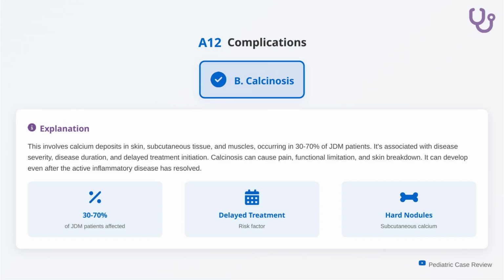Calcinosis. This involves calcium deposits in skin, subcutaneous tissue, and muscles, occurring in 30 to 70% of juvenile dermatomyositis patients. It's associated with disease severity, disease duration, and delayed treatment initiation. Calcinosis can cause pain, functional limitation, and skin breakdown. It can develop even after the active inflammatory disease has resolved.